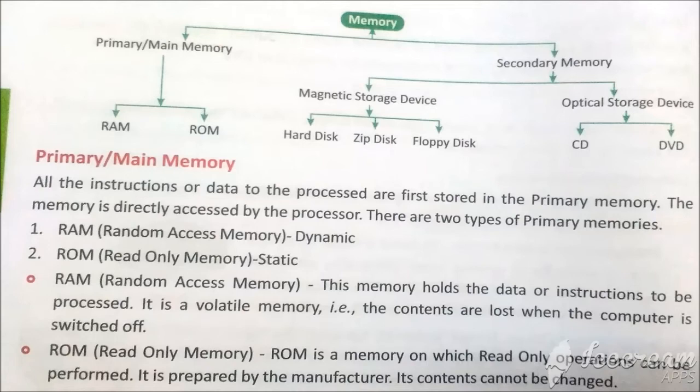For example, BIOS, basic input output setting. When you restart your computer, every time one black screen will be available there. This is basically the basic input output setting. You can start a computer thousands of times, millions of times. This memory cannot be lost. This is basically our fixed memory. That means the contents cannot be changed.